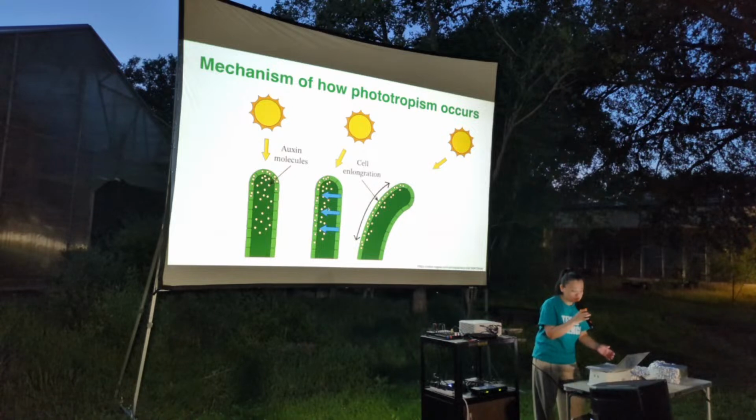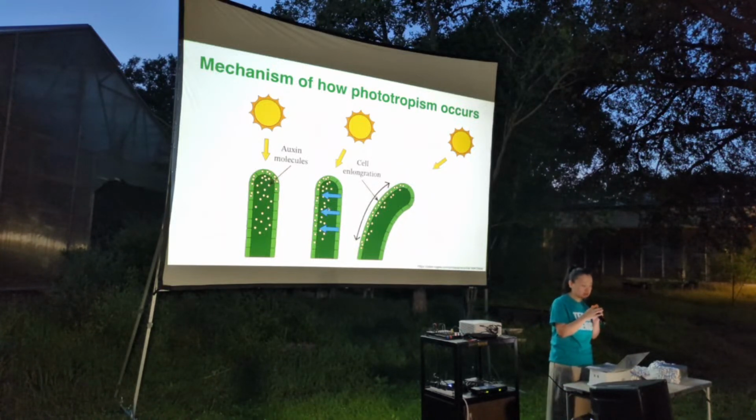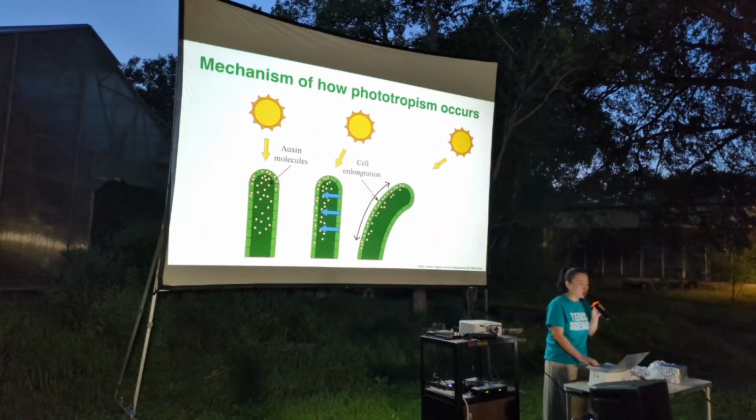But if you put the seedlings under indirect light, you can see all that auxin will distribute on the shaded side. So the shaded side auxin will help the cells elongate faster than on the other side. So the plants can bend towards the light. Okay? So this is how plant hormones regulate phototropism. And this process is also regulated by light.